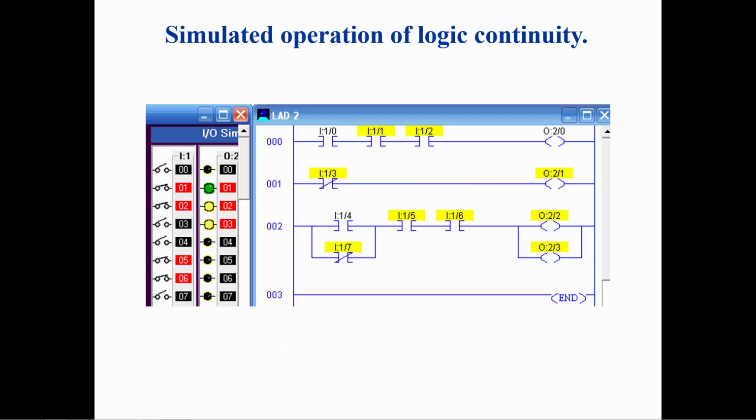In this simulation, you will see the multiple variations of the use of the examine if closed and the examine if open instructions. 8 different input switches are being used by the instructions. Rung 0 will only have logic continuity to the output instruction when all 3 of the switches addressed by the examine if closed contacts are closed. The yellow highlighting indicates that there is logic continuity through the instruction.